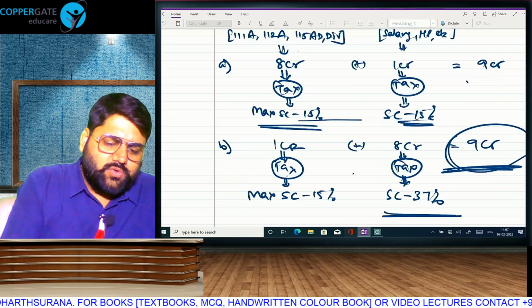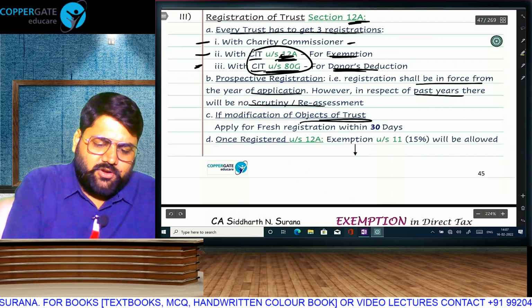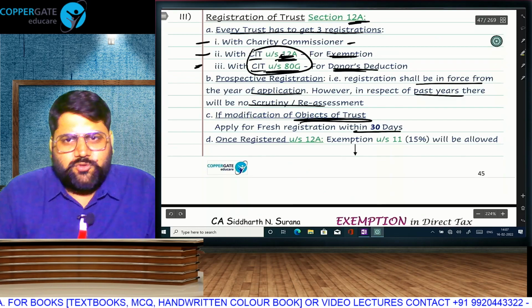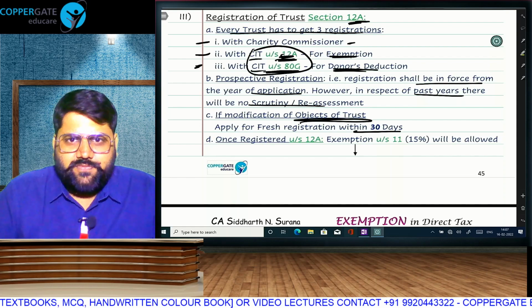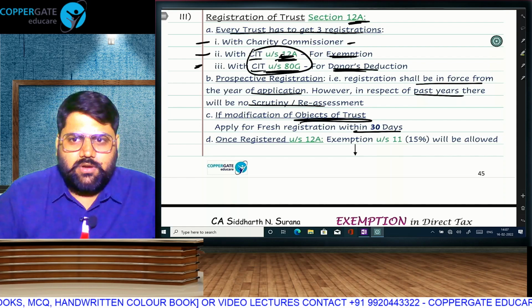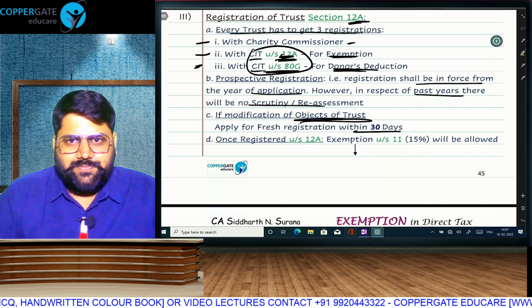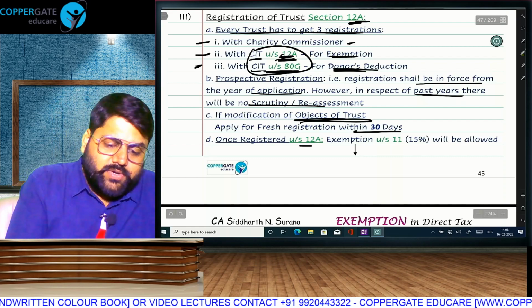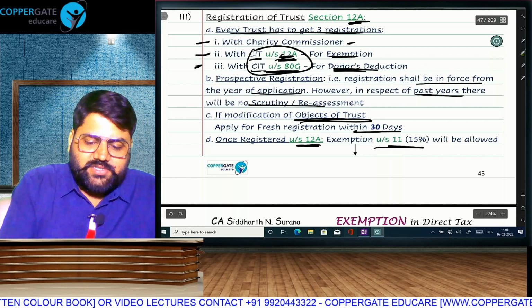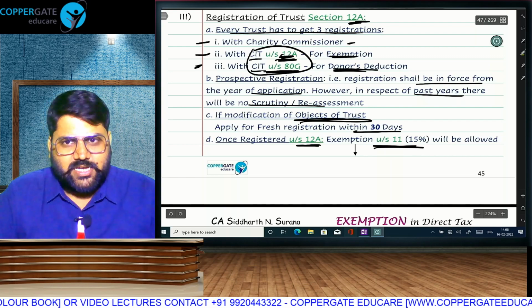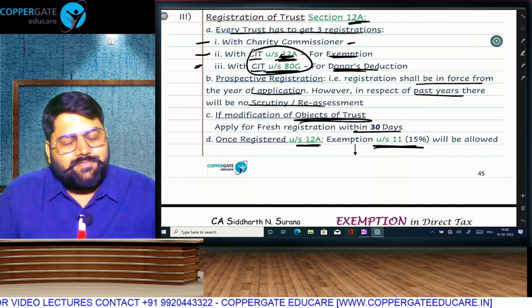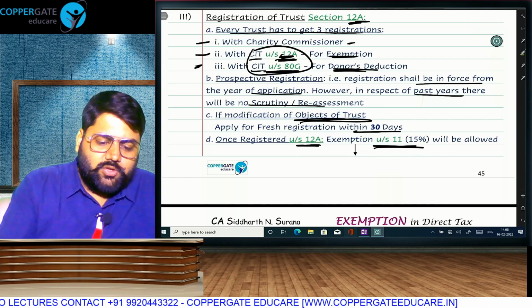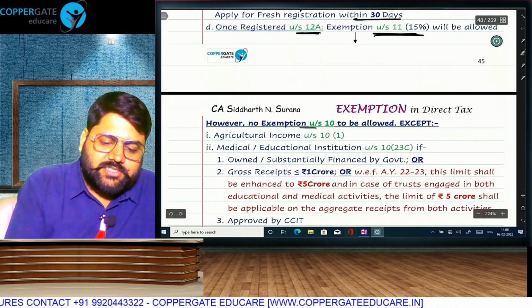If a trust is doing modification of its object, any kind of modification of object you do, you will have to apply for fresh registration within a period of 30 days. Once you register under this section, obviously you will be eligible for 15% under section 11. 15% is the main exemption of this chapter. 15% exemption is allowed, but you will not get any section 10 exemption.